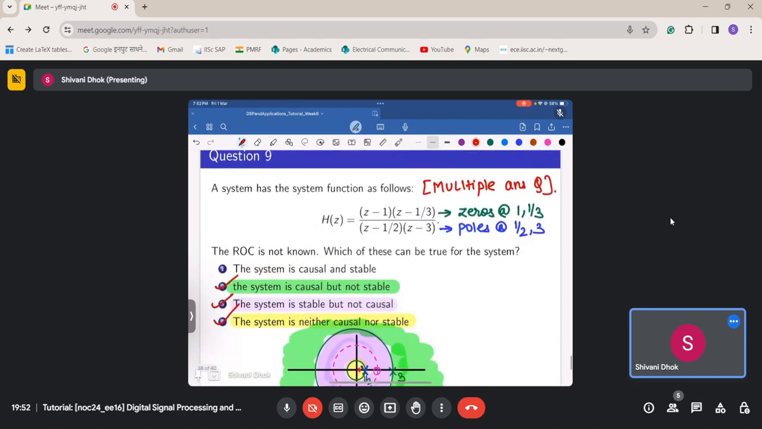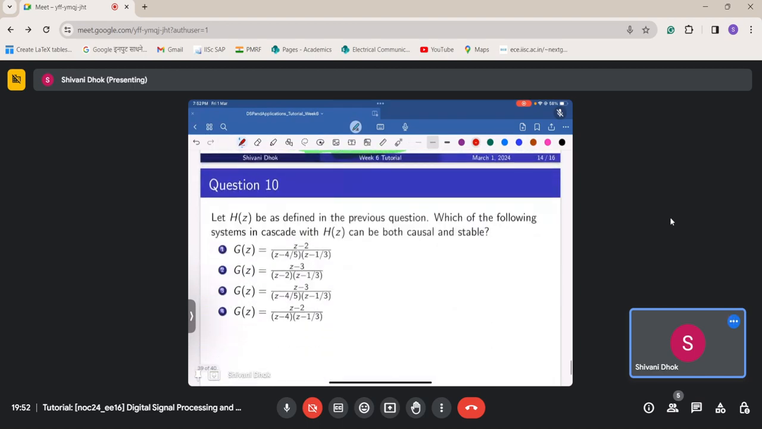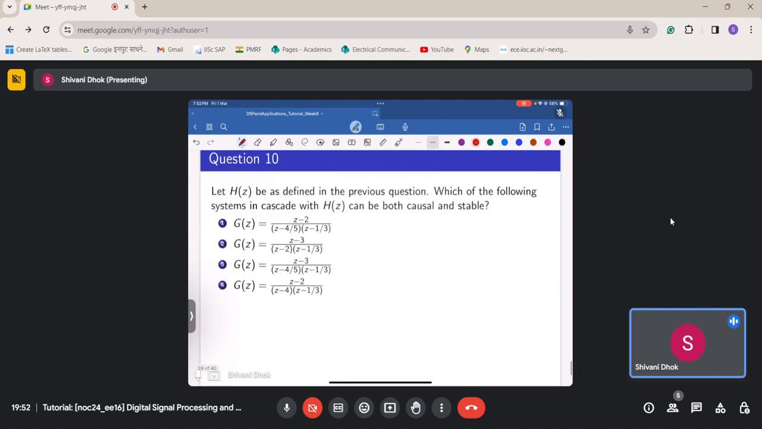Okay, if there are no questions, then let me go on to the last question that I have planned to cover today. This is the 10th question for today. It says let H(z) be as defined in the previous question. So let me just write down this H(z) which I had in the previous question.